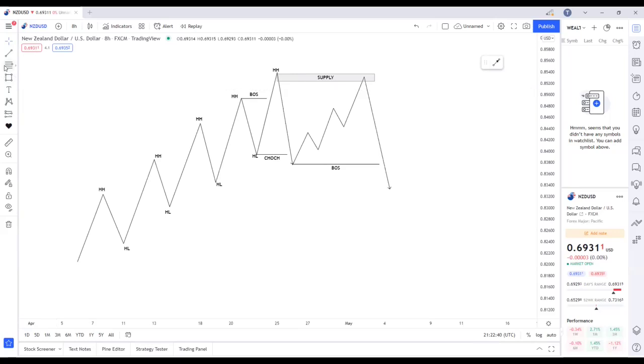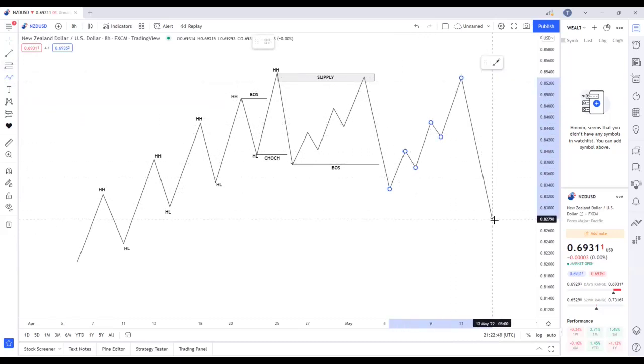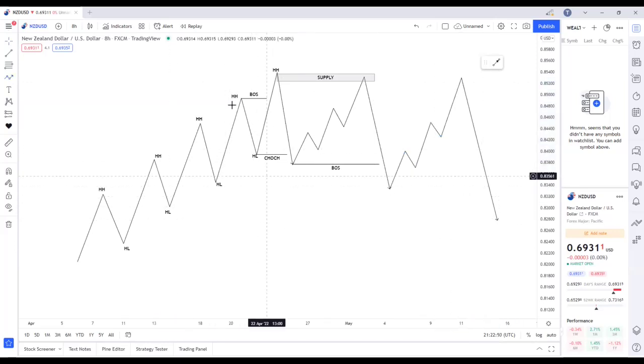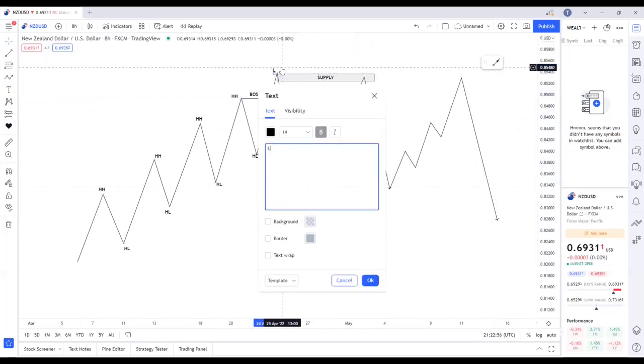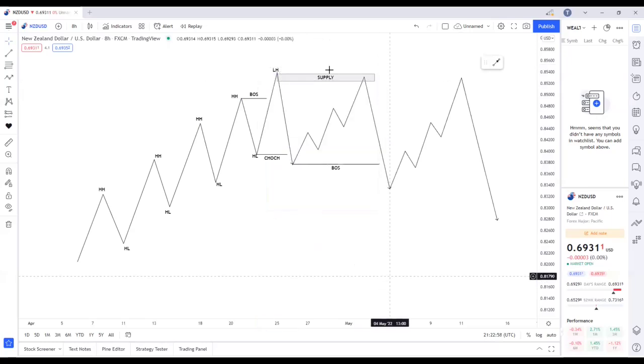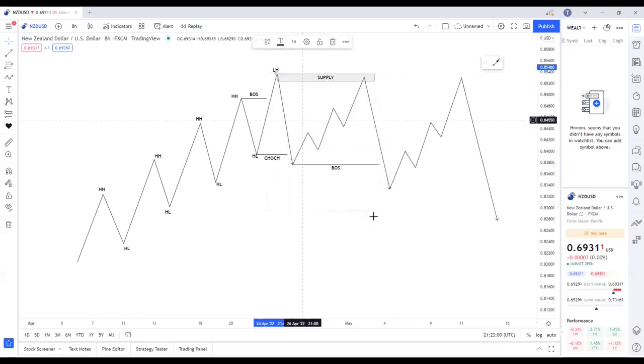And then the market needs to push to the upside again to respect our lower high. So it taps into our lower high and then pushes to the downside. So technically, this means that this guy here won't be our high anymore. This guy is going to be our lower high, because we are switching our trend from this level here to the downside.